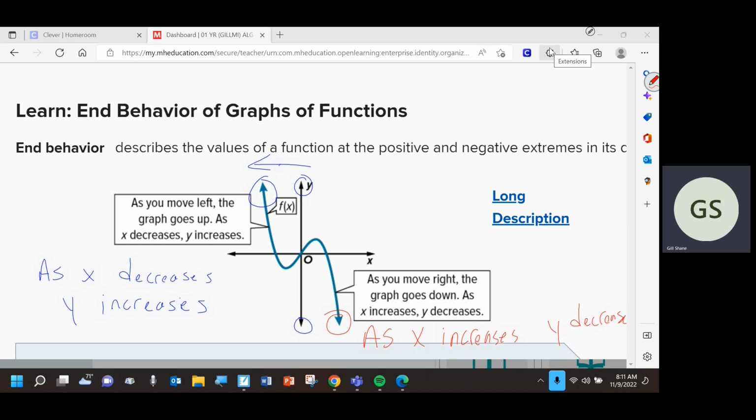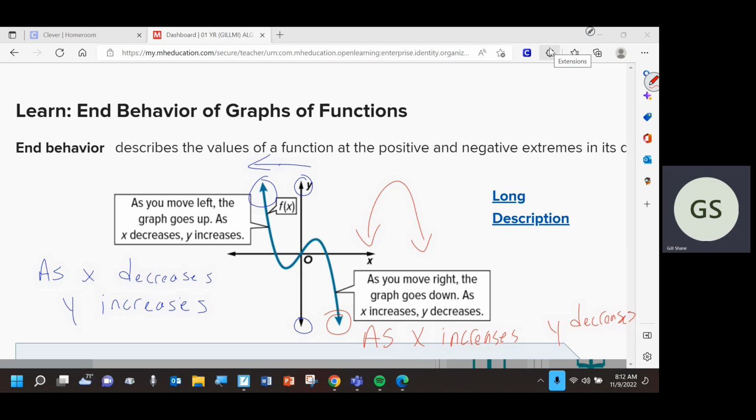Again, they're not always the opposite. Don't think that one's always going to be, I'm talking about the y values. These are always opposite: always as x decreases for the left, always as x increases for the right. But the y values do not have to be opposite. They could be the same. Think about it. If we have that graph, I don't care which arrow I check, the y values are always going to be decreasing. As x increases, y decreases. As x increases, y also decreases.